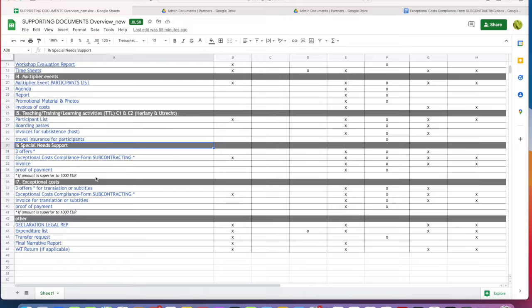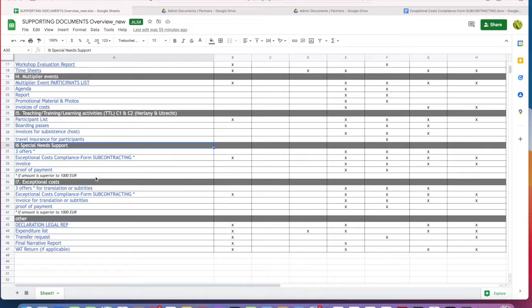So these are external service providers who have to be hired for this kind of work. And the three offers are important to get from different service providers, which then prove that you went for the best value for money. This is important when this invoice, as I said, exceeds the 1,000 euros.